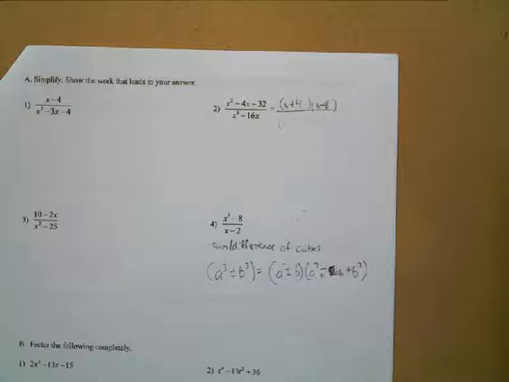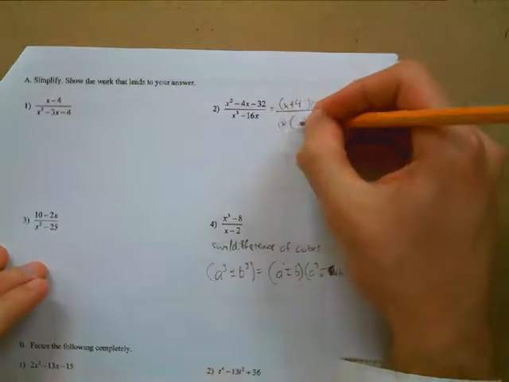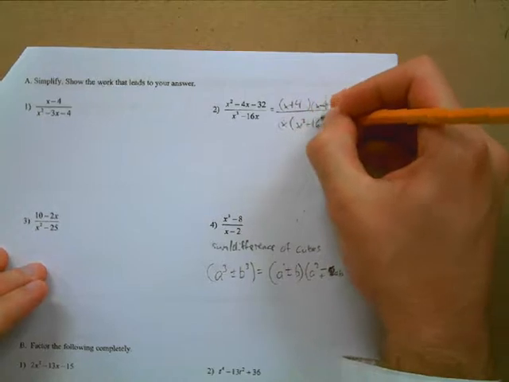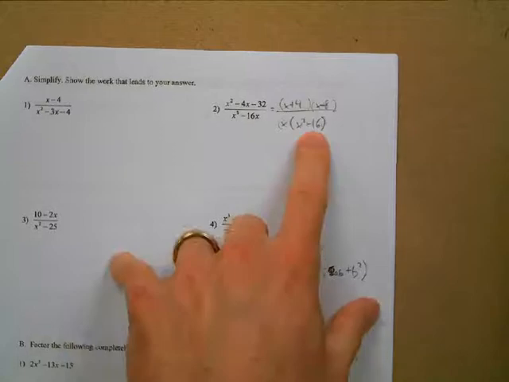And so what can we do from here? So then you can cancel out the x plus 4 on the numerator and the denominator. Yeah, exactly. Cancel out those x plus 4s. So there you go. Okay, and then we're left with x minus 8 over x times x minus 4.